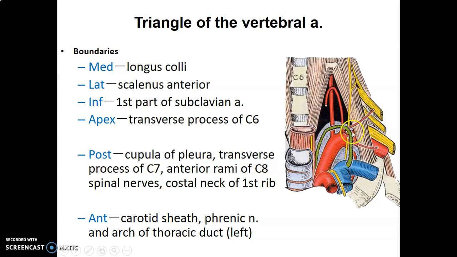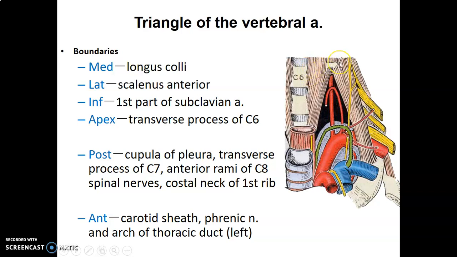Remember, we said the first part of the subclavian artery is the part from its origin to the medial border of scalene anterior. The second part is the subclavian artery behind scalene anterior. And the third part is the subclavian artery after the lateral border of scalene anterior. So the triangle of the vertebral artery is formed by longus colli medially, scalenus anterior laterally, and inferiorly by the first part of the subclavian artery. The apex is formed by the transverse process of the C6 vertebra.